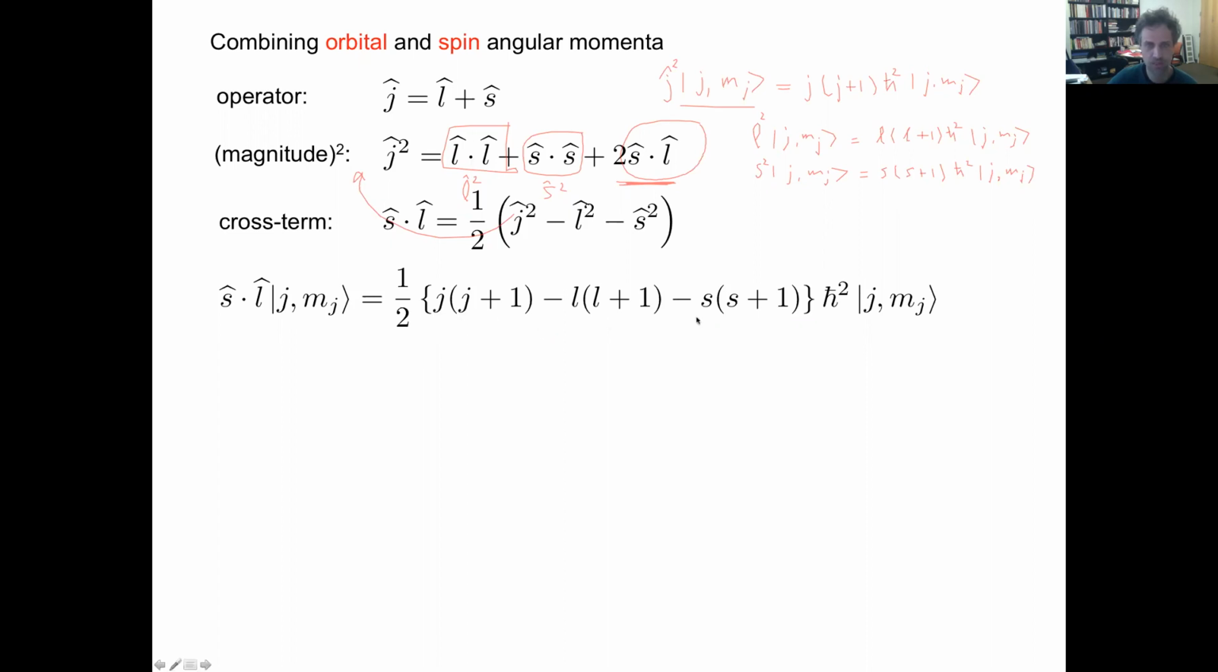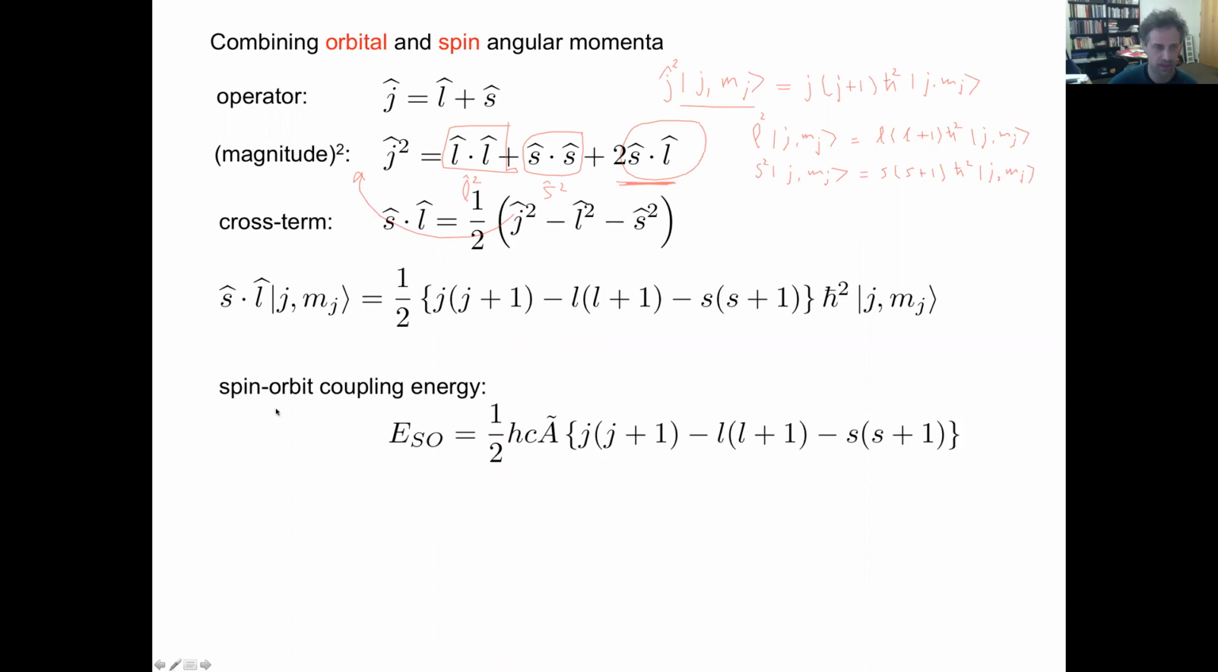So these are just numbers, and if I know the values of these quantum numbers, then I can just fill them out and calculate the magnitude of S times L. That means the magnitude of the spin-orbit coupling. What does that give me? It gives me basically access to the spin-orbit coupling energy contribution to my problem. That's what I'm really interested in.